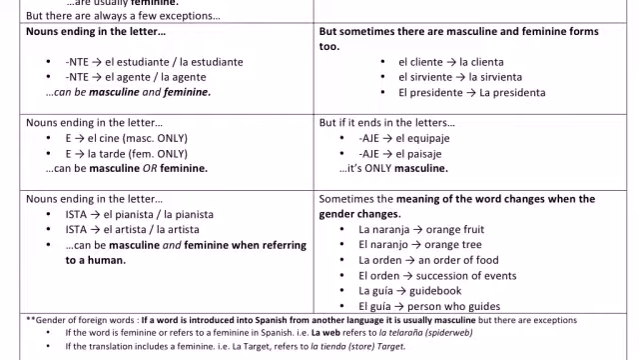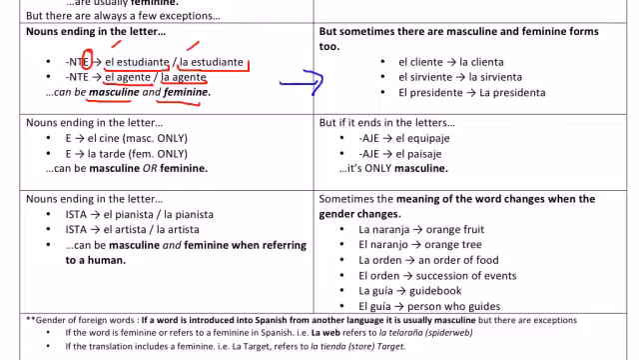Nouns ending in the letters nte can either be masculine or feminine because they usually refer to people. So we're going to have el estudiante, which is going to be a male student, and la estudiante, which is going to be a female student. El agente, a male agent, and la agente, a female agent. And because they actually end in E, the gender is going to be determined by the article that precedes it, either el or la. However, there are exceptions to even words that end in E.